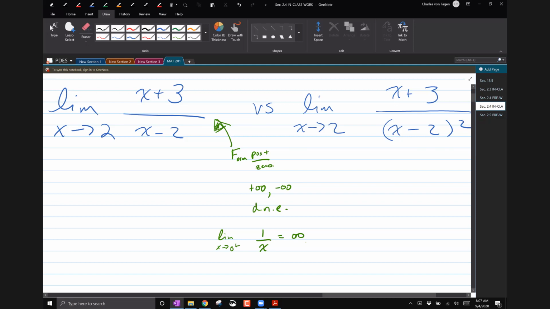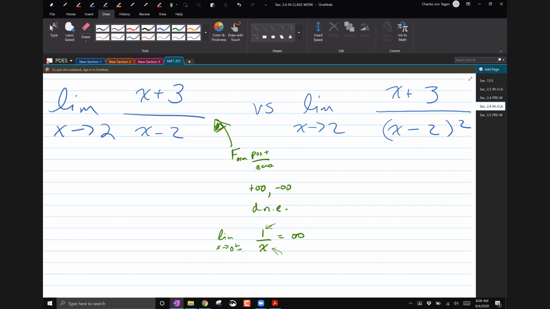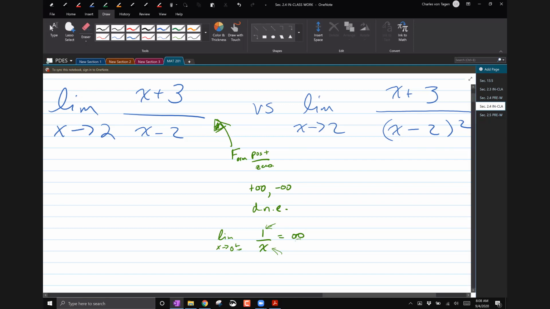Okay? The way I say that is that a positive number divided by a small but what size number? Small but, the sign matters here, positive, folks. Small but positive will yield positive infinity. And likewise, if we look at the limit as x approaches 0 from the left of 1 over x, that's going to approach negative infinity.